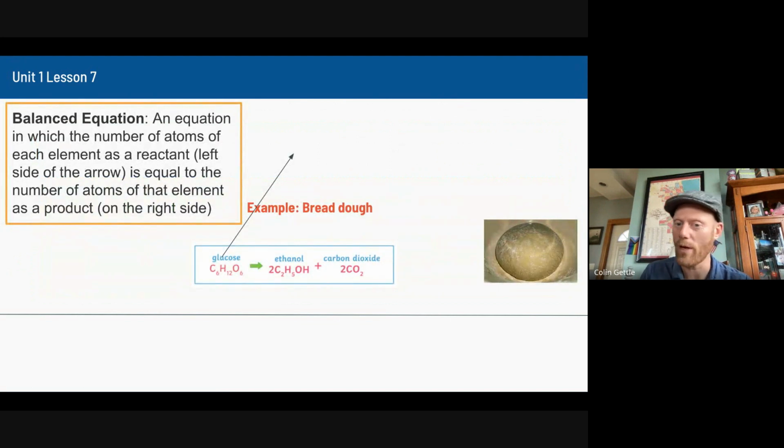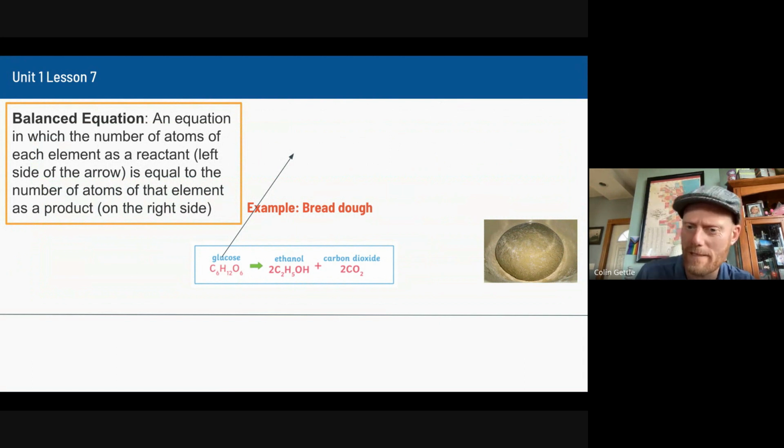And so when we write chemical equations, we need to do what is called balancing them, right? We need to have the exact same number of atoms with the same mass going into the equation as came out of the equation. So we call those balanced equations if they show the conservation of mass.